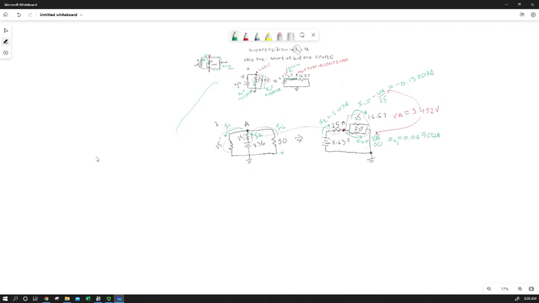Now we superimpose, hence the name superposition. We superimpose those effects by just adding them. In this case, superposition, superimposing means adding. So we can say VA total equals VA1 plus VA2. So that's going to be basically 2 times our calculated node voltage of 3.452 volts.